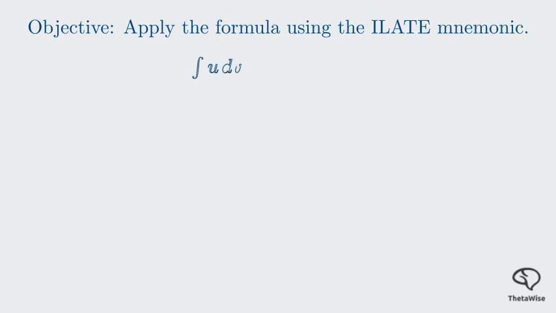Remember our formula, the integral of u dv equals uv minus the integral of v du. The key to making this method work is to make a smart choice for which part of your integrand will be u and which part will be dv. The goal is to make the new integral, the integral of v du, easier to solve than the original integral.